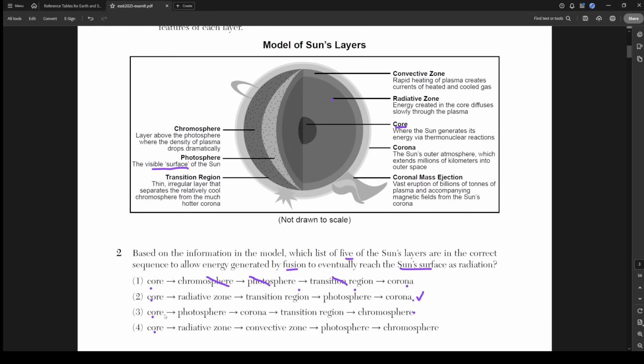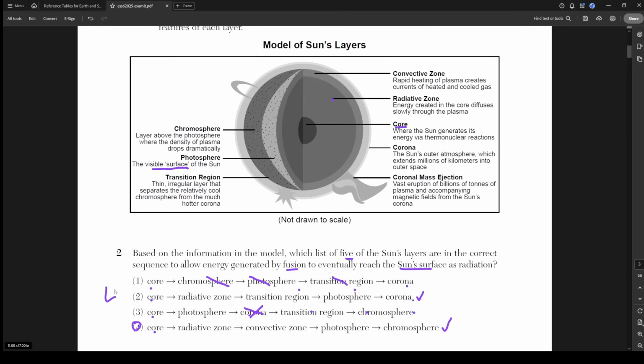All right, let's try the third one. Core to photosphere. So we're going from the core all the way to the surface, back into the insides. So this is wrong. Then core to radiative zone. Okay, that's good. To convective zone, yes. To photosphere, this is the answer. 4 looks like it's going to go in the best order based on the diagram. So we're going to go with 4.